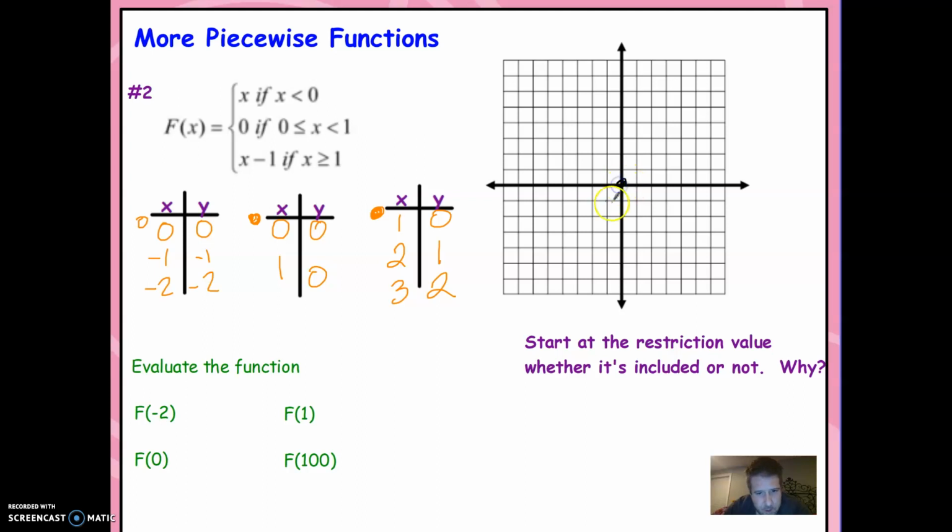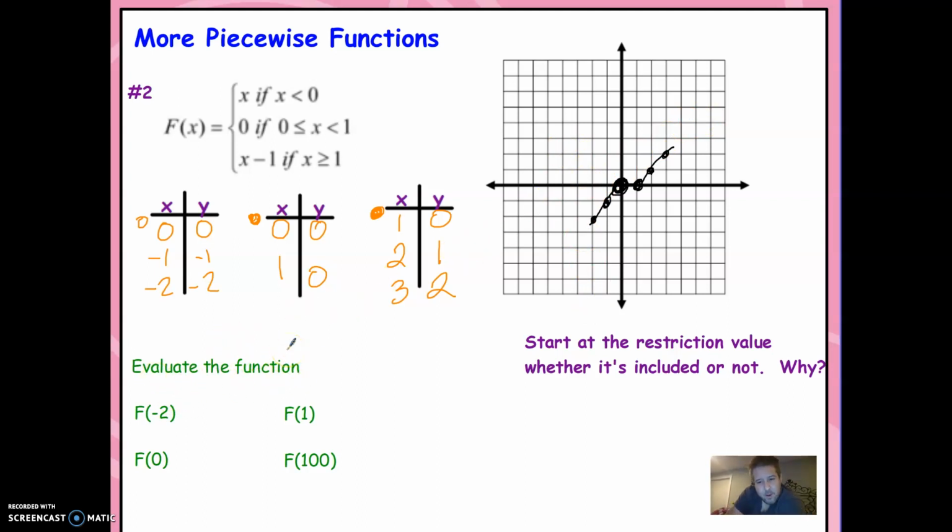0, 0, -1, -1, -2, -2 with an open circle. Let me start that over again. So open circle at 0, 0, -1, -1, -2, -2, connect it like that. So there's your linear piece. Then the answer is 0 from 0 to 1. So now that closes up the circle because of that. And then 1, 0, and 2, 1, and 3, 2. All right, so all linear pieces. And there's your answer. So it says evaluate the function.